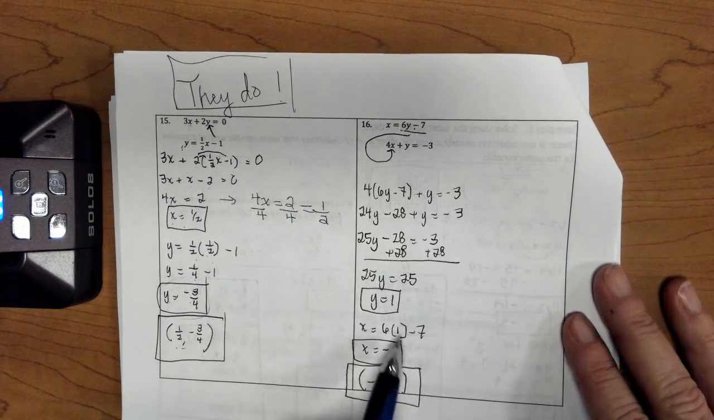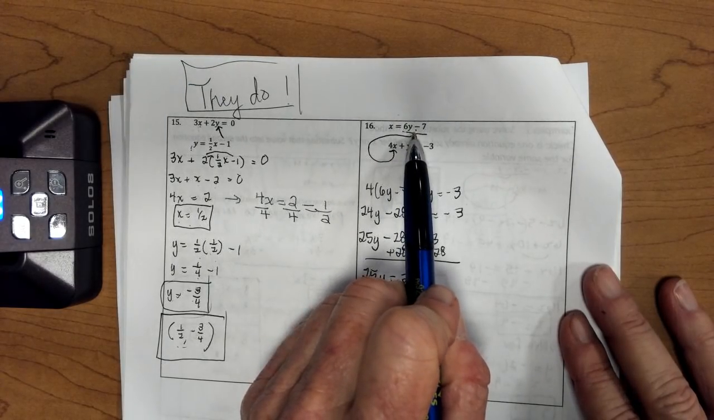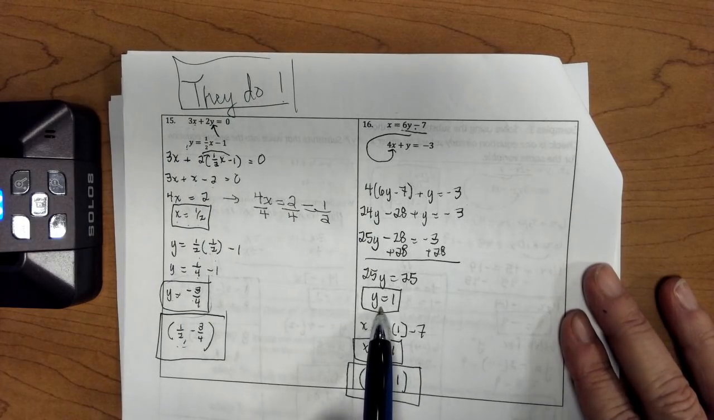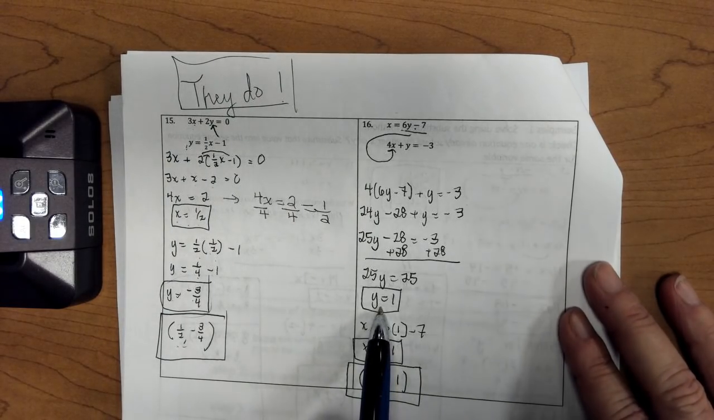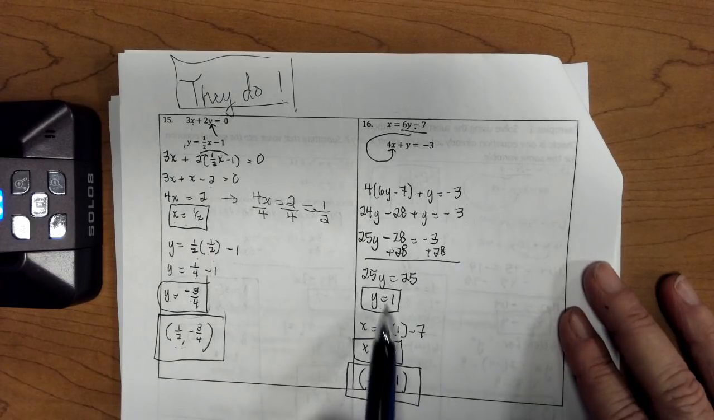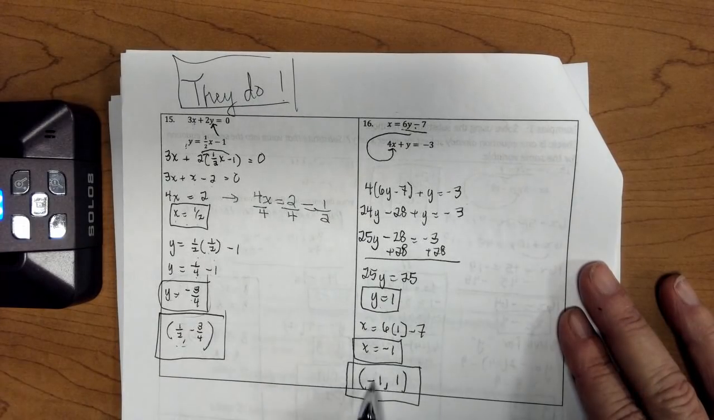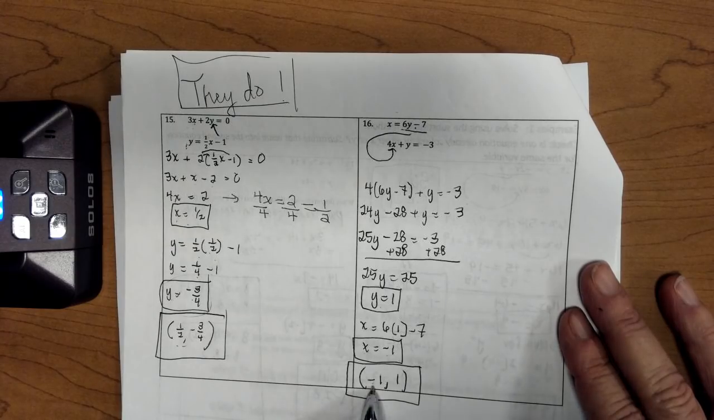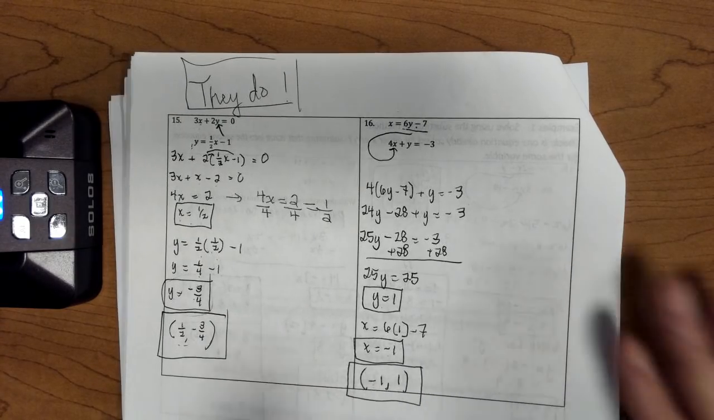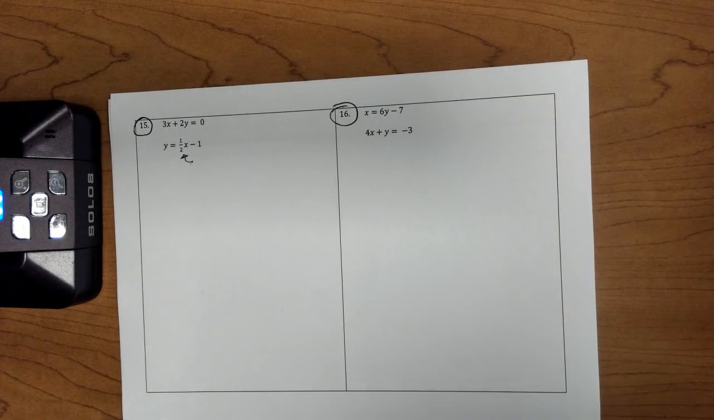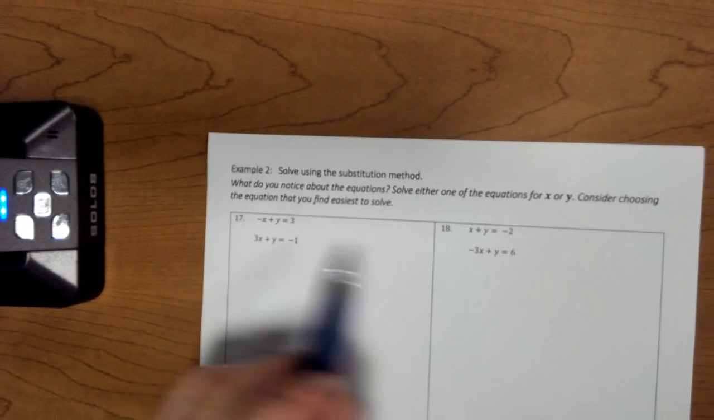For number 16, I used this value of 6y minus 7 for x, went through all my substitution, and found out that y is equal to 1. Then I substituted it back in, went back to this original equation, and got that x is equal to negative 1. So my ordered pair is negative 1, comma 1. Hopefully you were able to do those and got the right answer. Now I am going to move on and do problem number 17 and 18.